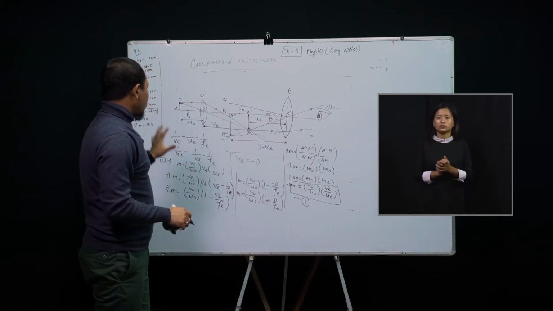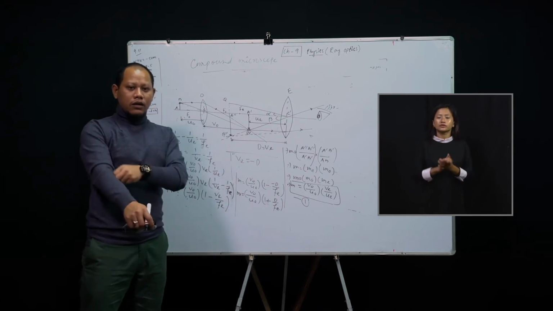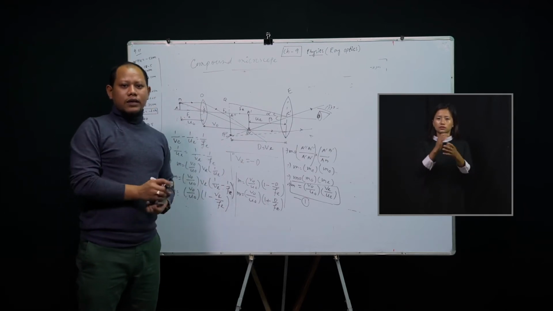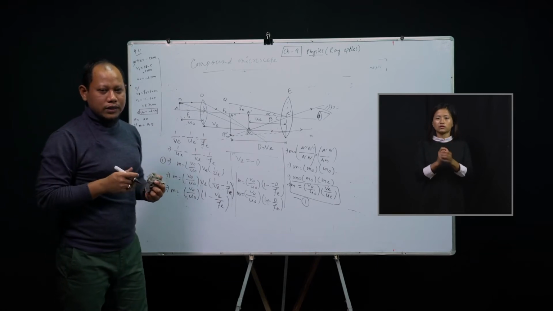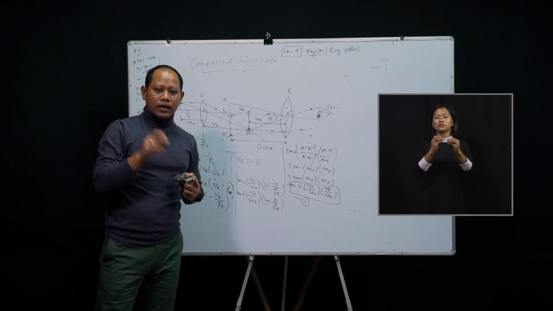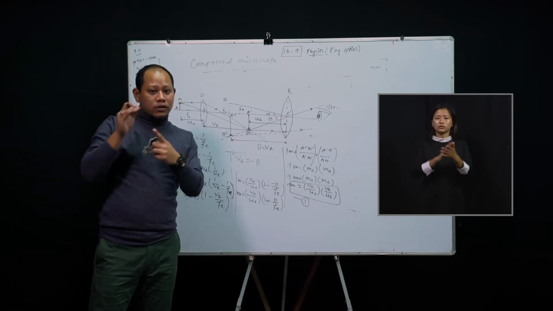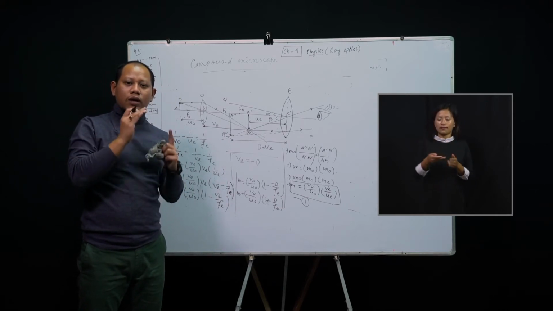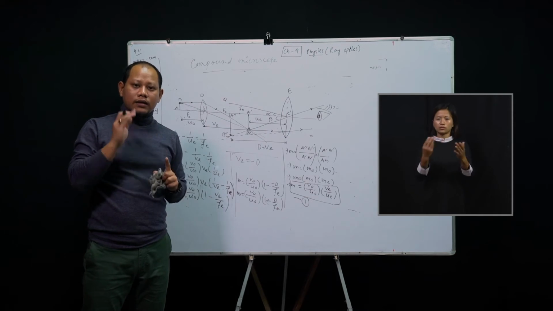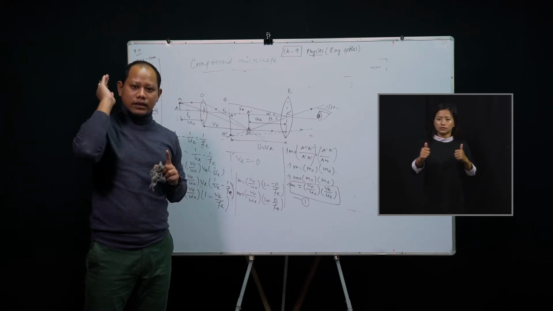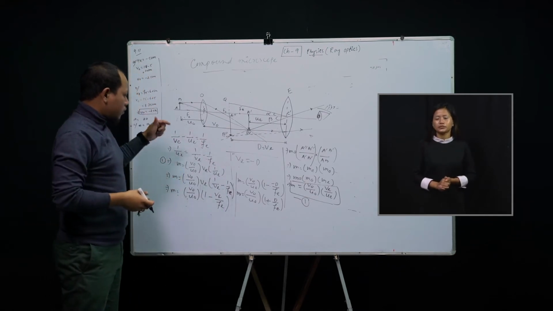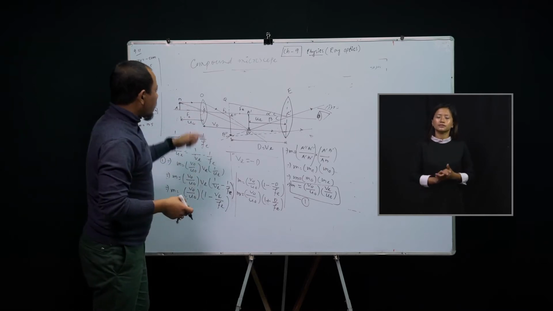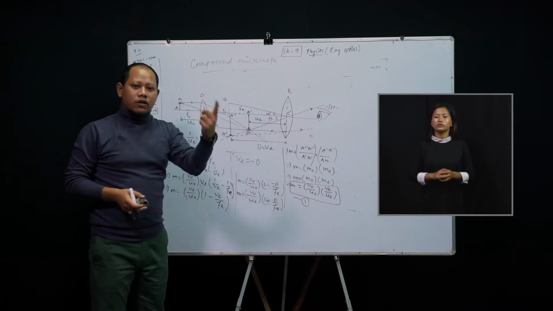Let me repeat the definition for magnifying power. It's the same for each and every optical instrument. It is the ratio of the angle subtended by the image at the eye to the angle subtended by the object at the eye, when both are placed at the least distance of distinct vision. So let's move on to the case when the image is formed at infinity.